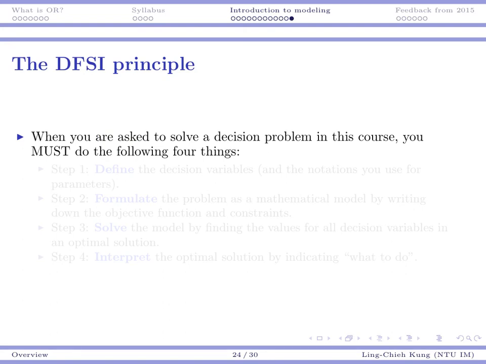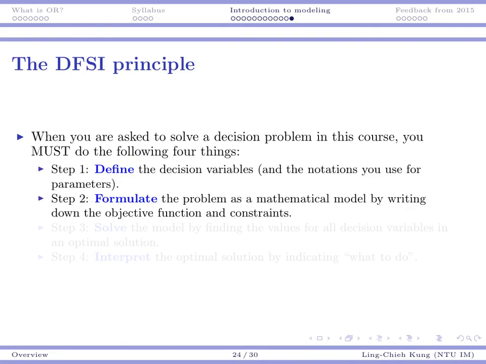The last thing I want to use just 1 minute to tell you about is something called the DFSI principle. In this course in particular, when you are asked to solve a decision problem, you must do the following 4 things. First, you need to formulate the model, and formulating the model always starts from defining your decision variables and all the notations you use for your parameters. You need to do this at the very beginning because different people can have different ways to define their decision variables. So you need to clearly and precisely tell us what your decision variables are and what they mean. Only after that may you formulate your model and tell us, given your definitions of decision variables, how you would express your objective function and your constraints.